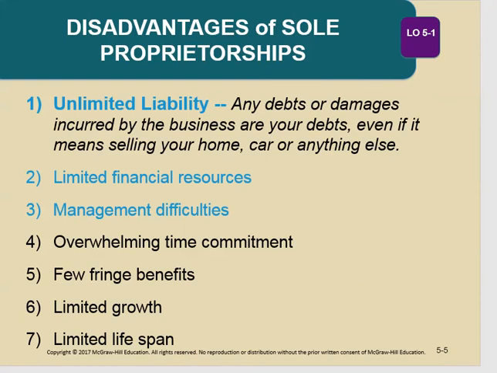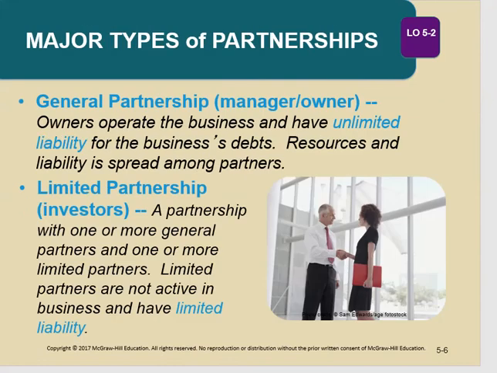Next, we have partnerships. Partnerships, remember, is when you have two or more people. There's four main types. There's a general partnership where you just have a couple of manager owners who operate the business, and they have unlimited liability. So general partnership is basically the same as a sole proprietorship, but with 2 or more people.